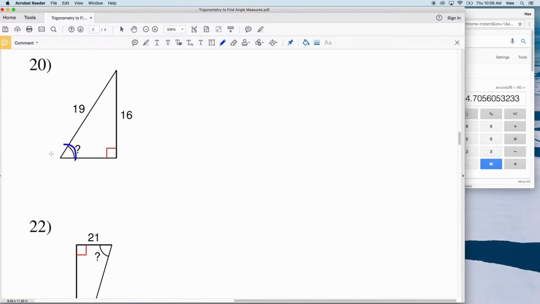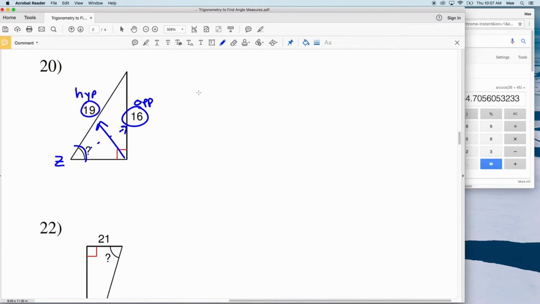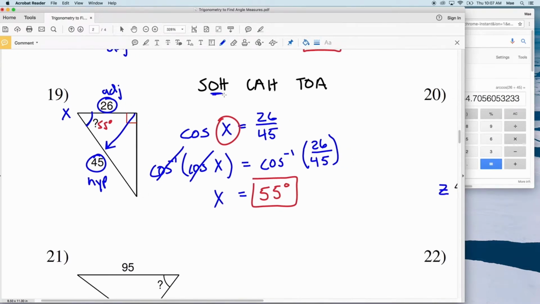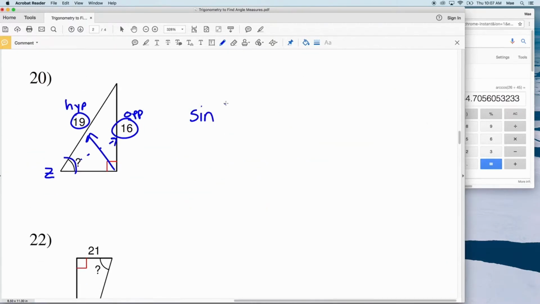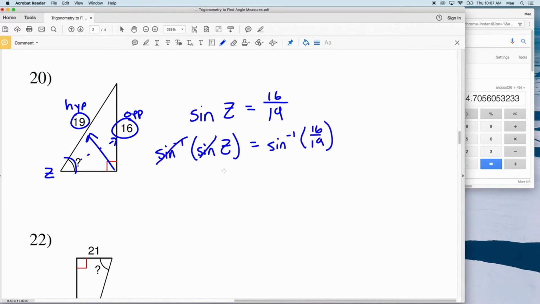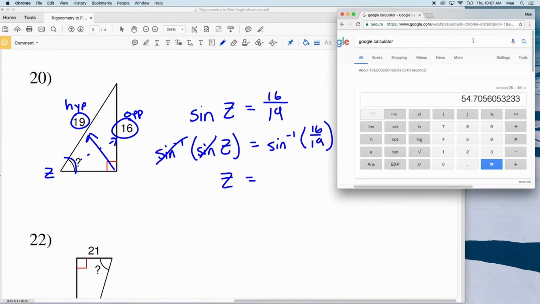In number 20, let's go ahead and call this angle Z. We're given what's opposite Z, and we're given the hypotenuse of 19. So we're going to use sine. Opposite and hypotenuse, we're going to use sine. So the sine of that angle Z is equal to the opposite side length, which is 16, over the hypotenuse of 19. Taking the inverse sine of both sides will help us isolate that Z. We'll be left with Z on the left-hand side, and that's going to be equal to the inverse sine of 16 over 19.